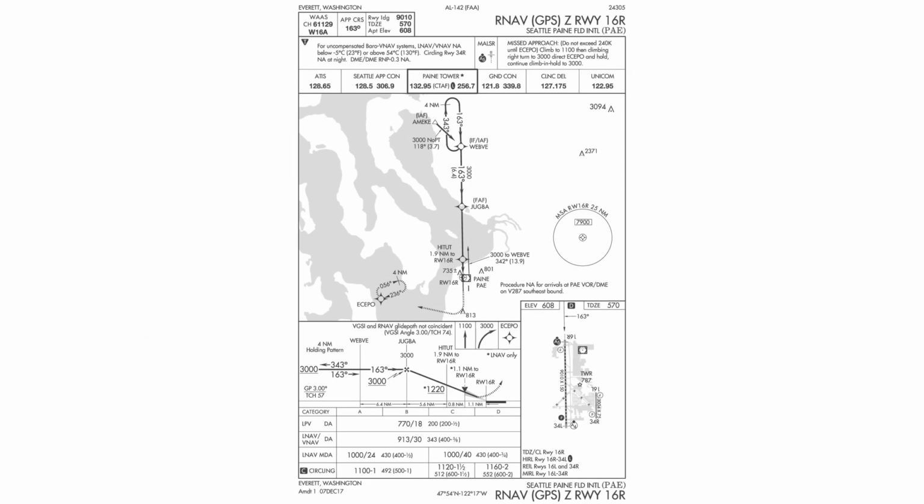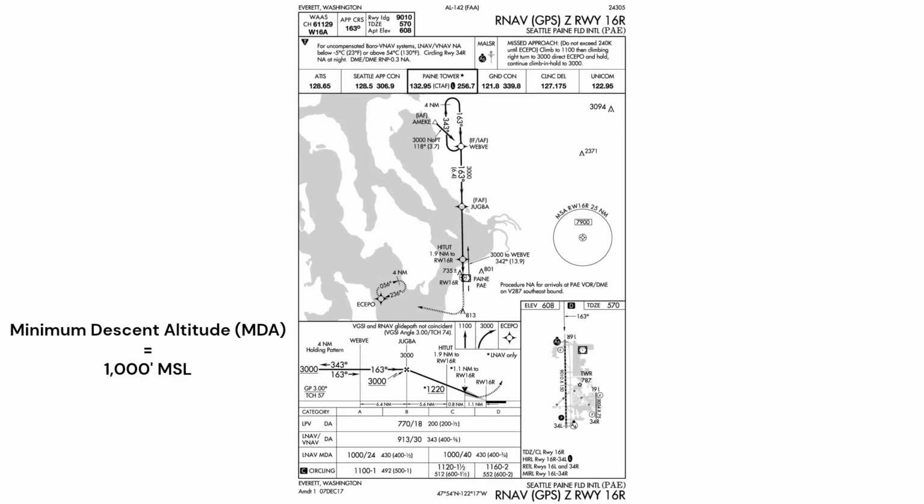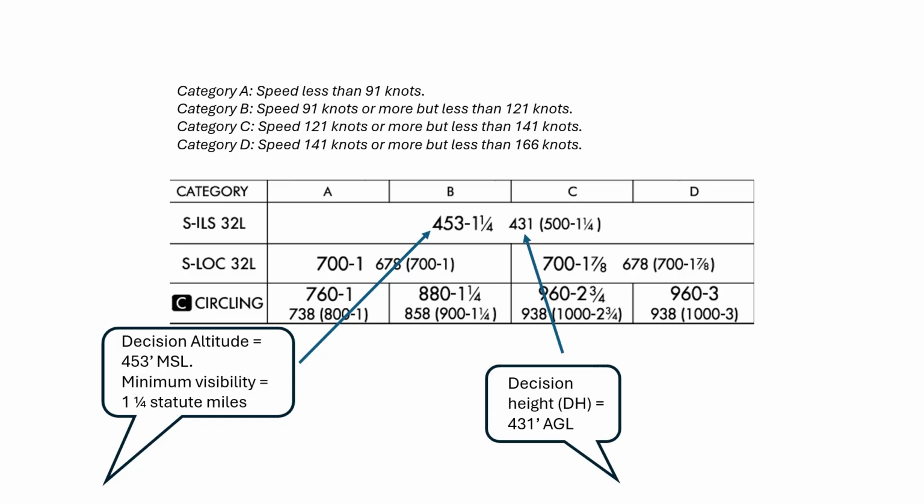On the other hand, a non-precision approach, like a VOR or RNAV approach without vertical guidance, uses a minimum descent altitude, also known as the MDA. Here's the key difference. The pilot levels off at the minimum descent altitude and continues flying until reaching the missed approach point. If the pilot cannot see the runway by then, it's time to climb out and execute the missed approach. And what about decision height, abbreviated DH?